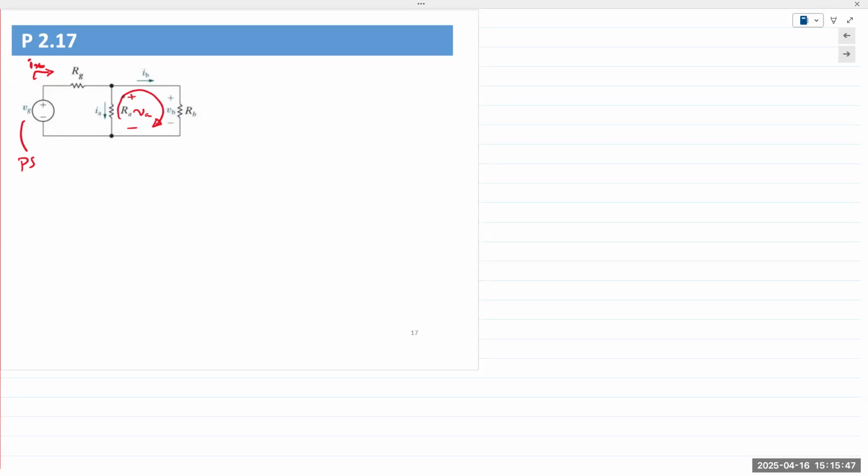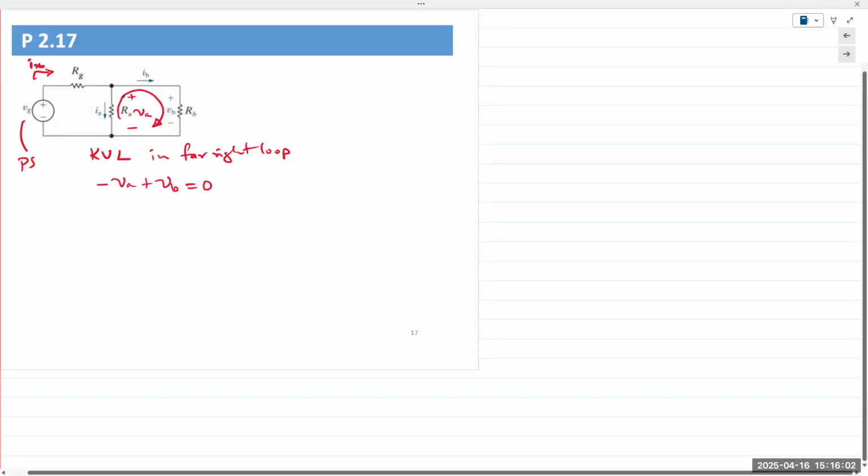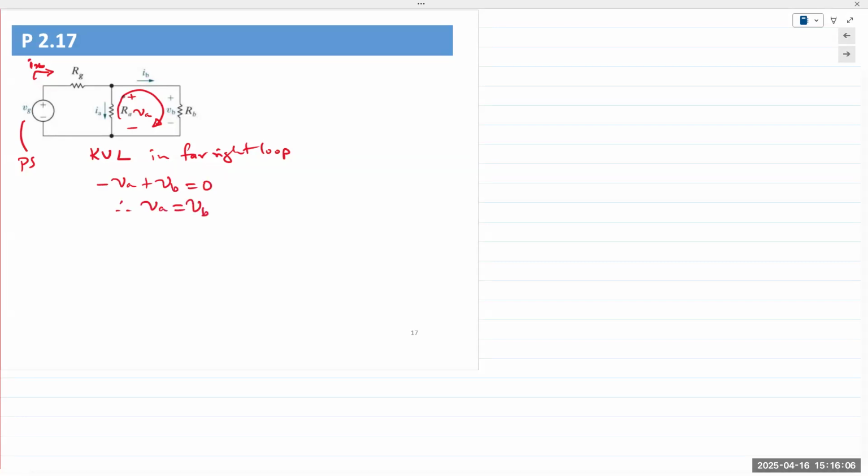So here we can write KVL in the far right loop. I can write minus VA plus VB is equal to 0. Therefore, VA is equal to VB. Again, I know that from parallel connections also.